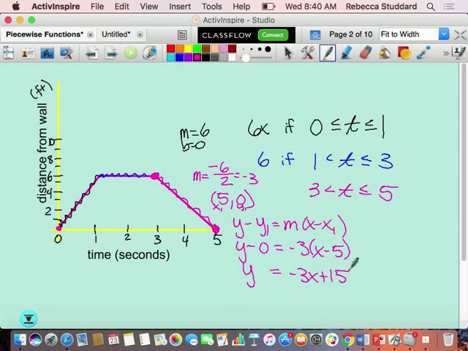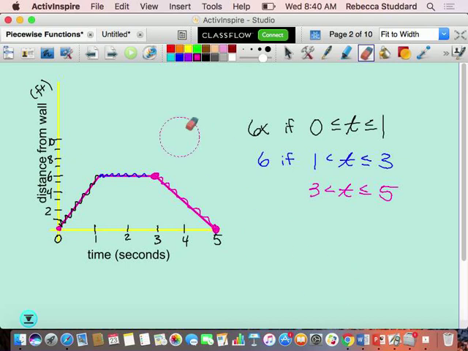So if you are traveling between 3 and 5 seconds, your distance from the wall is -3 times the time plus 15. -3 times x plus 15. I'm going to erase all of this now so that I can put my equation up there. -3x plus 15 is what we got. And that's if your time is between 3 and 5 seconds.